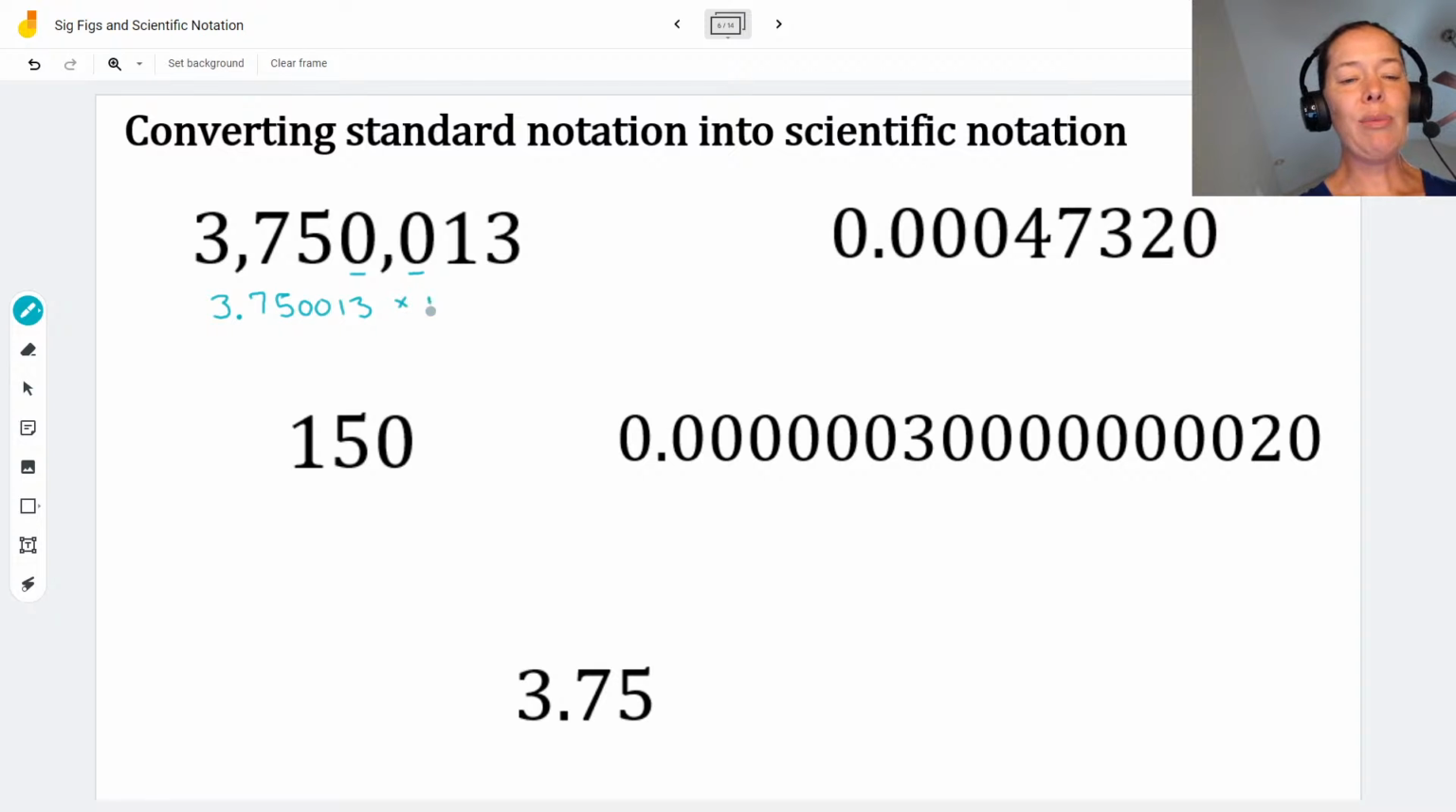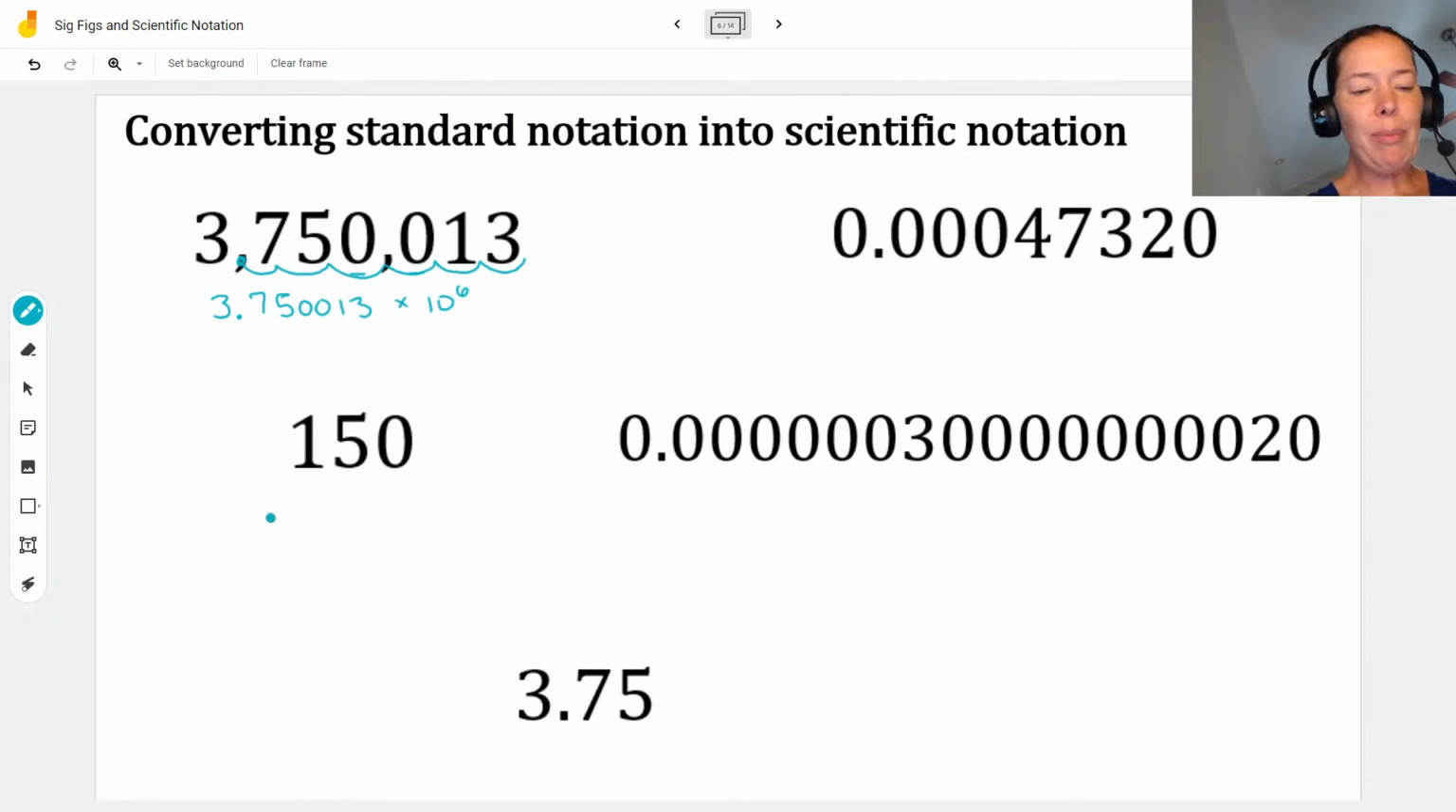Now then I go times 10, and I need to raise it to an exponent. To figure out what that exponent is, this is how I do it. I say, okay, my decimal was here. How many places did I move it? 1, 2, 3, 4, 5, 6. Again, this is a very big number, so the exponent is positive. So if we were to take this back out, again, I would move this decimal all the way over to the right.